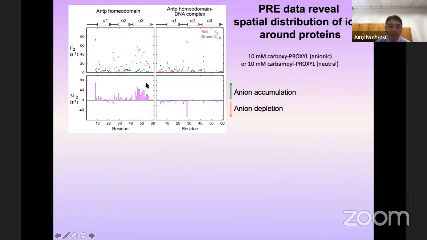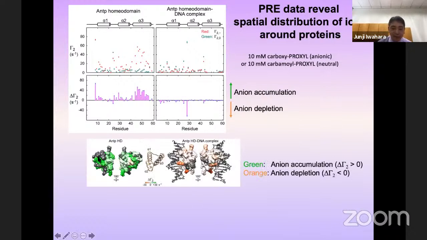And you saw a lot of positive delta gamma 2 here, which means that these regions accumulate ions. But for the complex, no residues really show significant positive delta gamma 2. But many residues show negative delta gamma 2. And if you plot the data here, the distribution is like this. Again, here, green is the region where anions are accumulated, and orange is the region where anions are depleted.